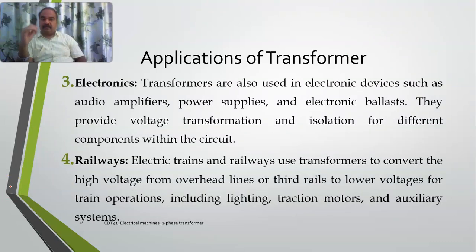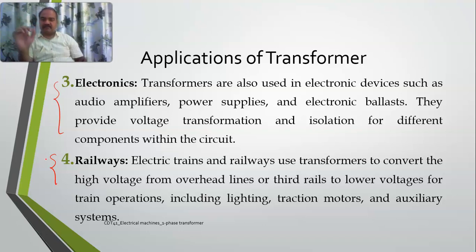Right. And also in electronics. In electronics, we use so many types of amplifiers, audio amplifiers, power supplies, electronic ballasts. All of them require different amounts of voltage. So how to adjust the voltage? The simplest way is to use a transformer in AC circuits. And also in railways. There are high voltage lines, right? If you see the tracks, they use high voltage lines. They will step down that voltage when it comes to the train. They will adjust the voltage. They will use transformers only.